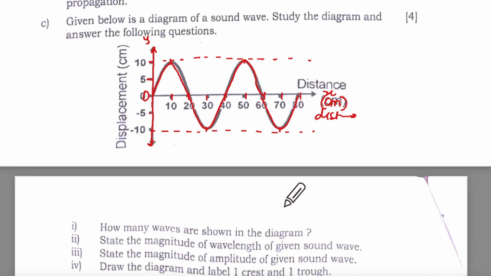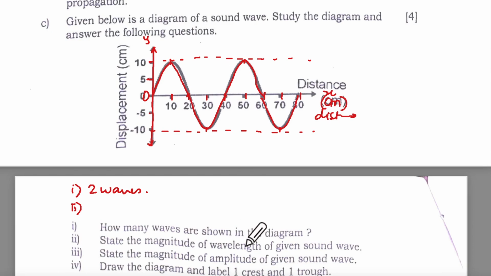Done? Okay. What does the first question say? How many waves are shown in the diagram? One wave, two wave. So what will you write? 2 waves. Very good. Then we come to the second one.